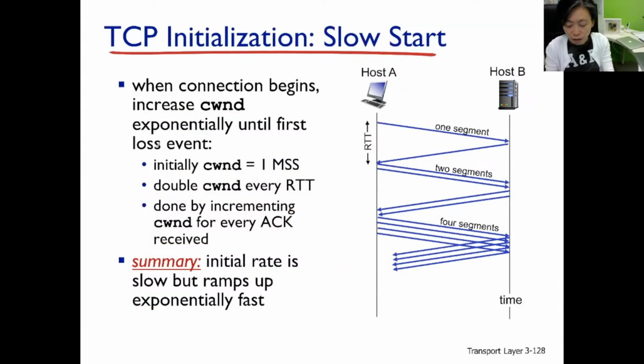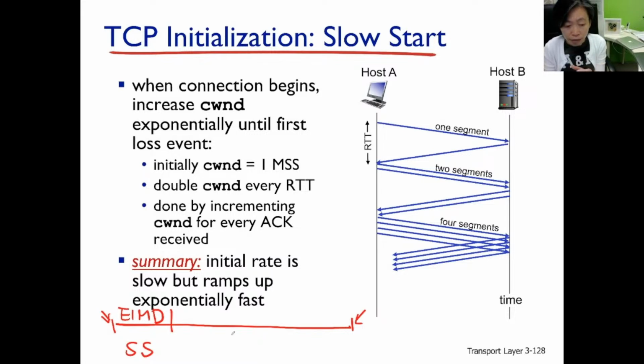So overall, TCP's process of discovering the proper sending rate is more like this. This is a TCP connection, and this is the beginning of it, and this is the end of it. So there's this initialization phase where we run the slow start mechanism, and the behavior of the window size is AIMD. And then in the steady phase, we run this congestion avoidance mechanism. The behavior of the window size is AIMD.